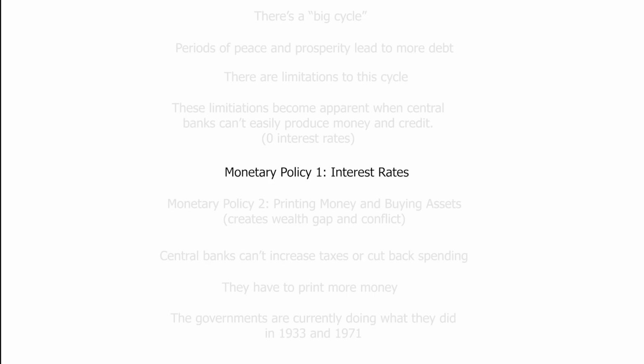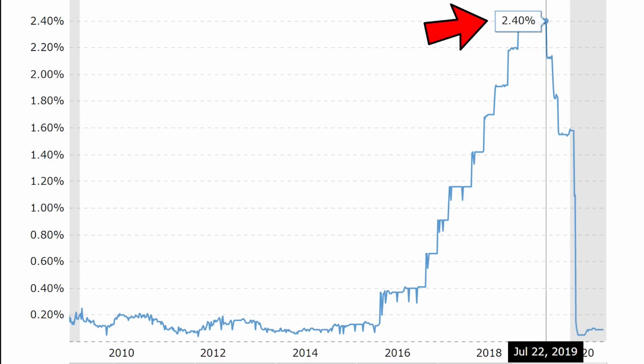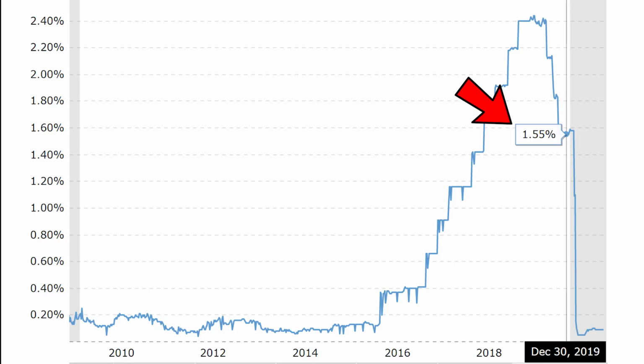Now, while we're on interest rates, I just want to point out that interest rates actually started dropping before the illness even took place. This chart right here shows us that interest rates were sitting at 2.4% in July of 2019, then dropped to 1.55% by December 30th. This tells me that the economy was already starting to slow down even before we all got hit, because why else would the Fed decide to do this other than to get more money flowing in the economy?